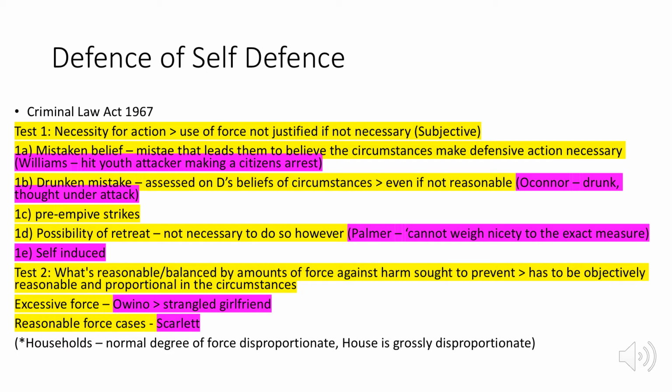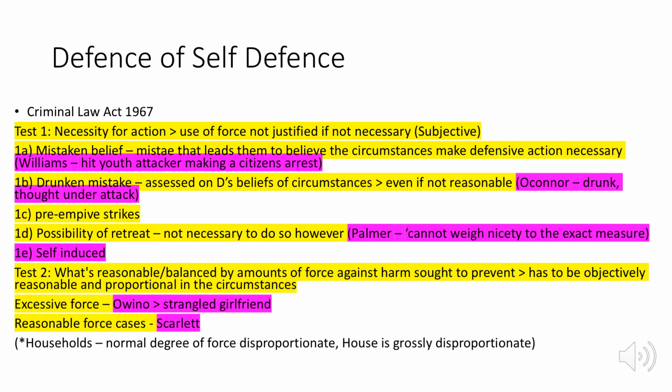You've also got the defence of self-defence. Now this is sourced from the Criminal Law Act 1967. Test 1 is that there must be necessity for action, so the use of force is not justified if not necessary. However, this is subjective. You've got 1A, so mistaken belief. A mistake that leads to them believing the circumstances make defensive action necessary.